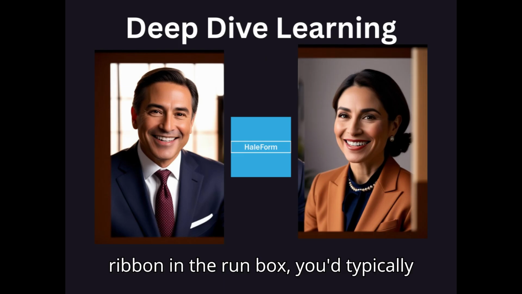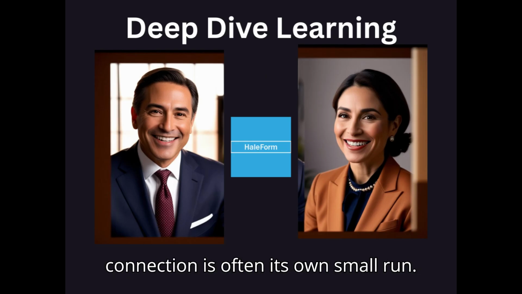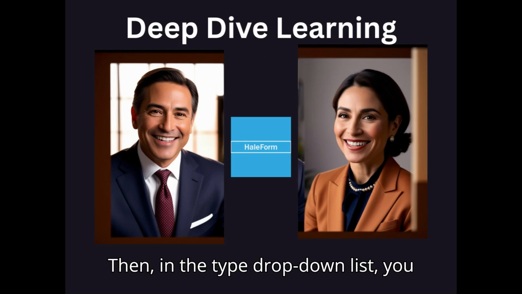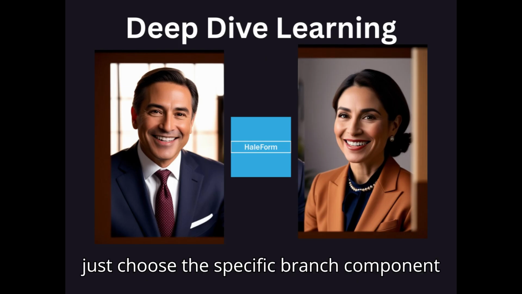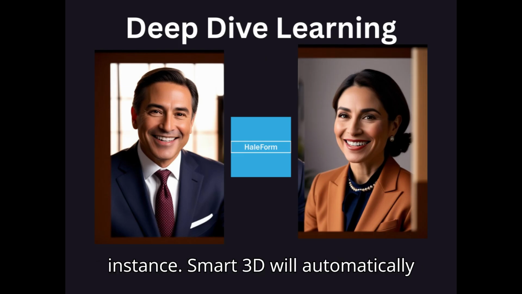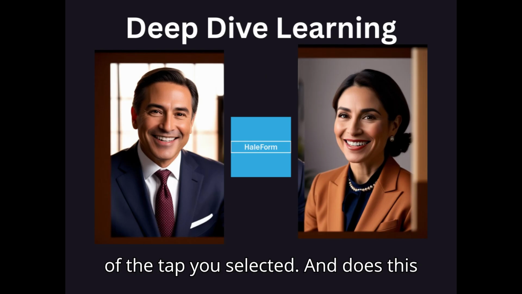Now, on the ribbon in the Run box, you'd typically select New Pipe Run because this little connection is often its own small run. Okay, starting a new mini run. Right. Then, in the Type drop-down list, you just choose the specific branch component you want to attach, your small valve, for instance. Smart 3D will automatically position that valve right at the location of the tap you selected.